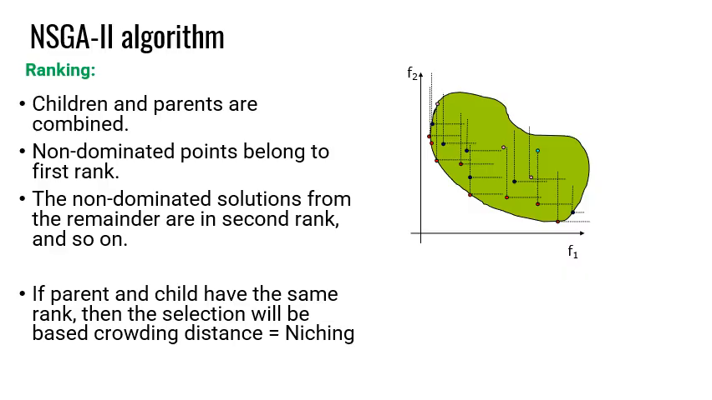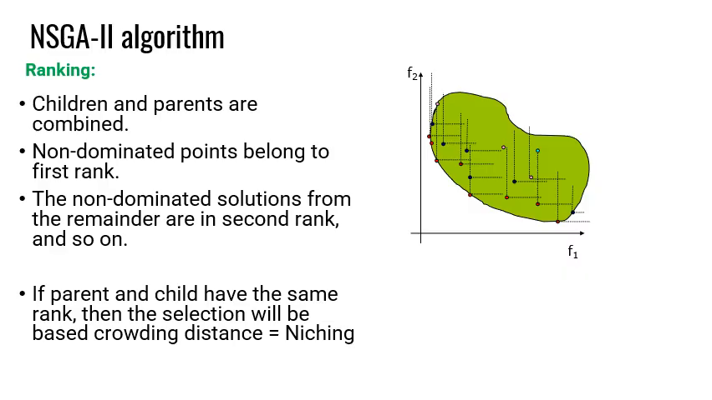In the subsequent ranks, the non-dominated solutions from the remaining set are assigned to the second rank, which are dominated only by the first rank and dominate all the other solutions. And this process continues for subsequent ranks. Okay, so this is done for the first rank, second rank, third rank, and so on and so forth. And each rank dominates all the solutions except for the previous ranks.